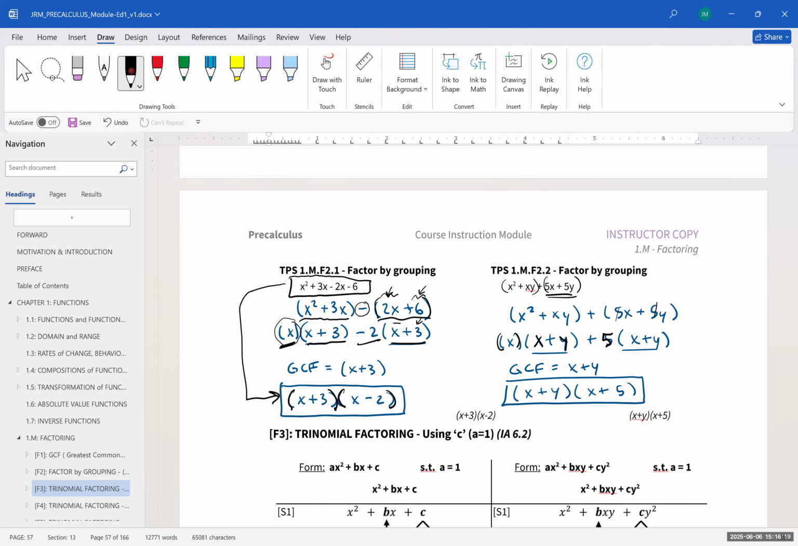And between these two expanded groupings, each grouping has a common factor of x plus y. And so if we take x plus y out of both groupings, then we've got x plus y out in front, and what we have left is x plus 5. So this initial expression here can be written in an equivalent form as the product of x plus y times x plus 5.